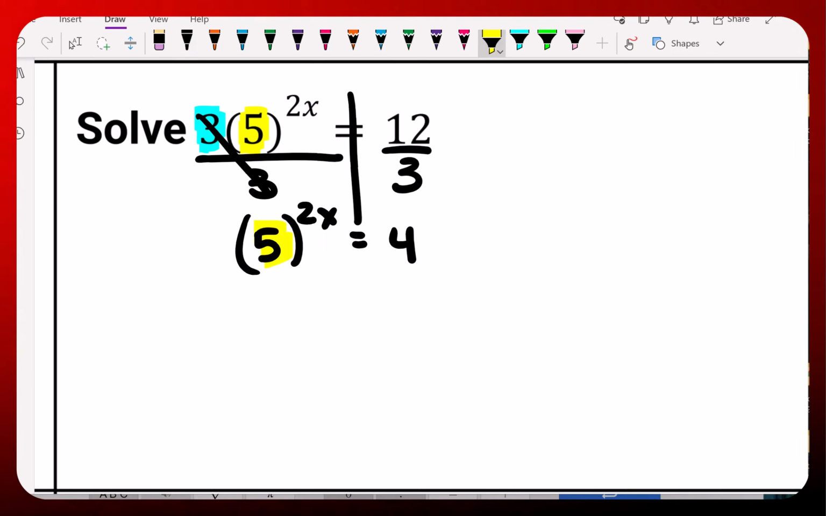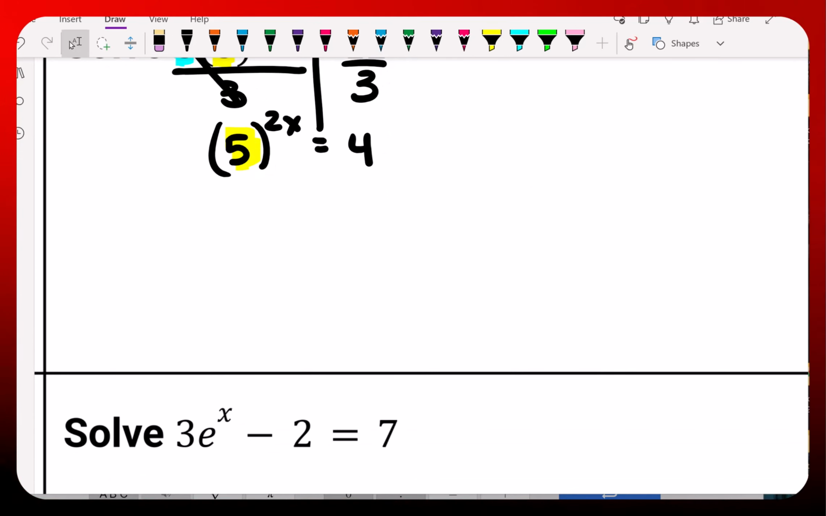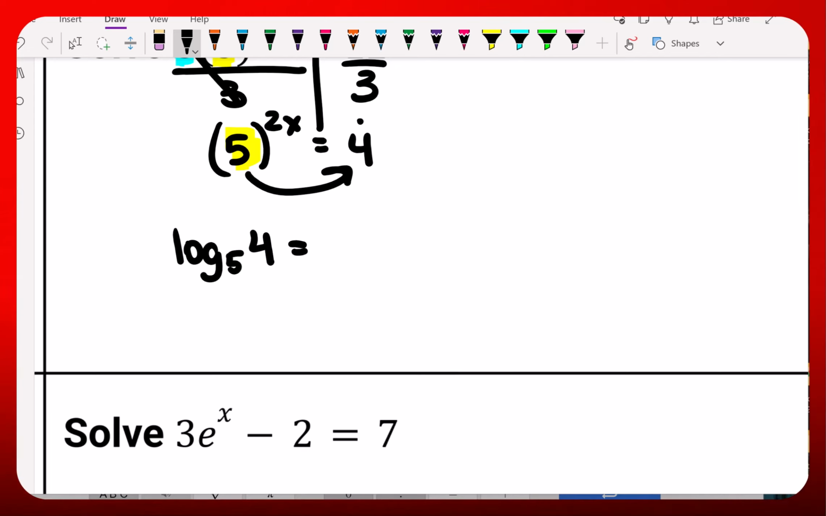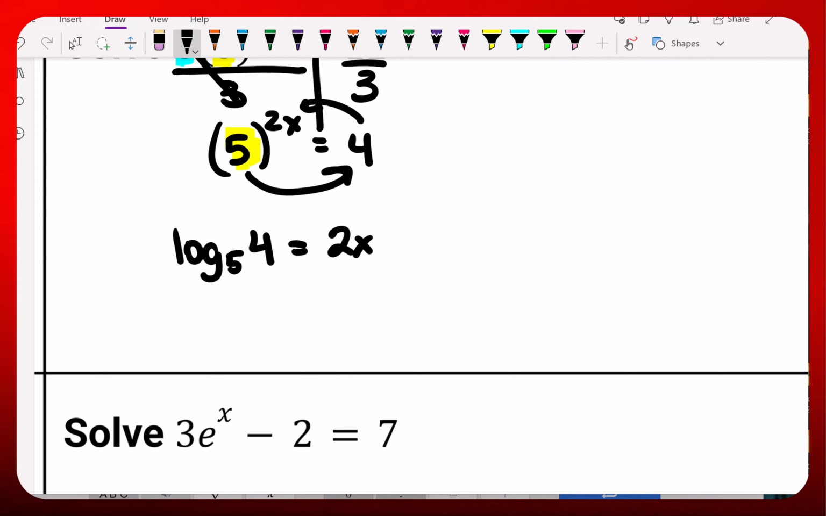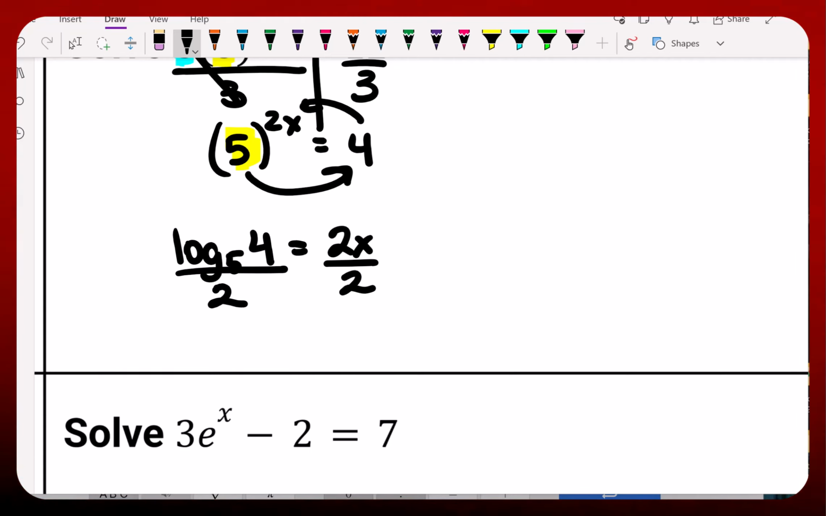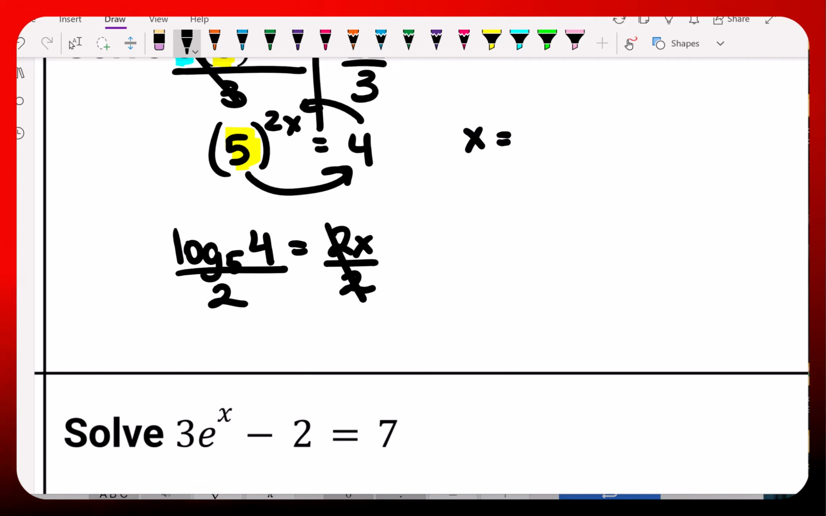Okay, the base is isolated. Now what I'm going to do is change it into logarithmic form. I'm going to write log, so a normal log, base 5 of 4 is equal to 2x. Now, you're going to want to get x by itself, so I'm going to divide everything on this side by 2 and the right-hand side. So this is what we call an exact answer right here.